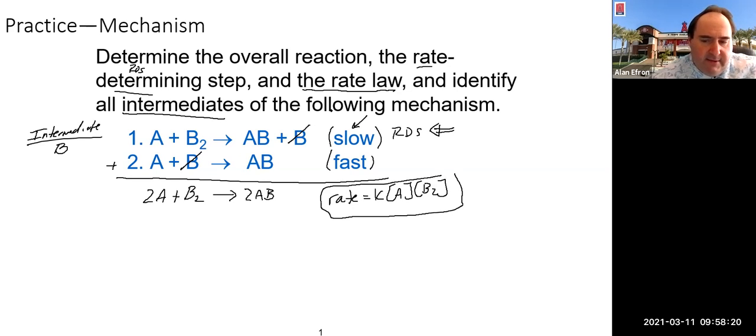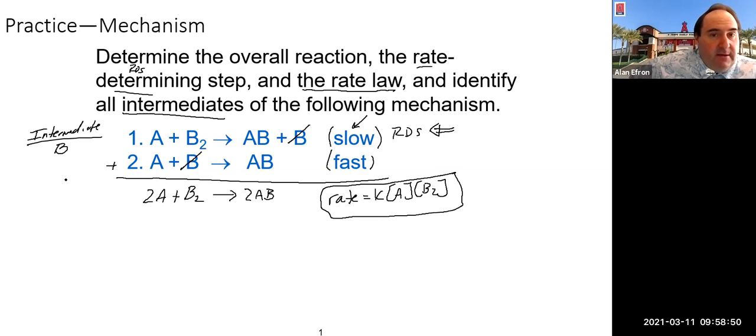And I think we covered all the questions there. Any questions on how we determine any of those steps? So this is a third type of mechanism problem, a little bit different than the other ones we did. This is one where they ask you to determine all those things. Obviously, they would have to provide you that information of which step is slow, which step is fast, in order for you to determine the rate law and the rate determining step and things like that.